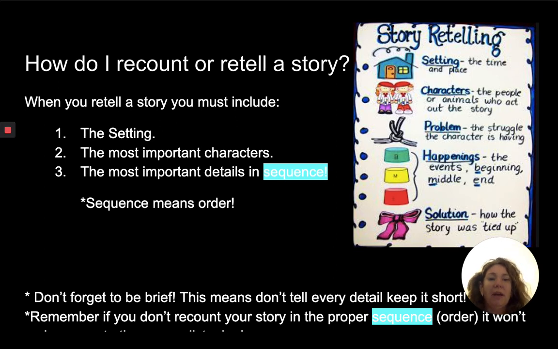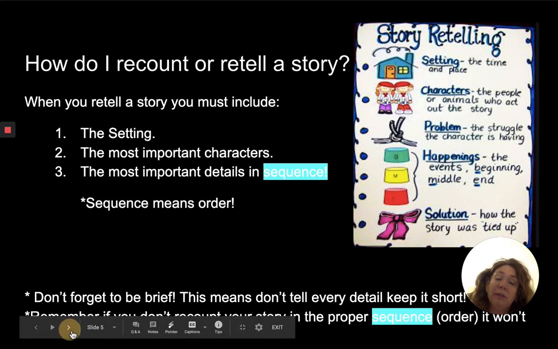What's the big thing? Do I want you to retell it using every single piece of information? No, that's not retelling. That's rereading. You have to pick the most important details, put them in sequence, and make sure it makes sense. Don't forget to be brief. This means don't tell every detail. Keep it short. Remember, if you don't recount your story in the proper sequence or order, it won't make sense. And then we're in trouble.